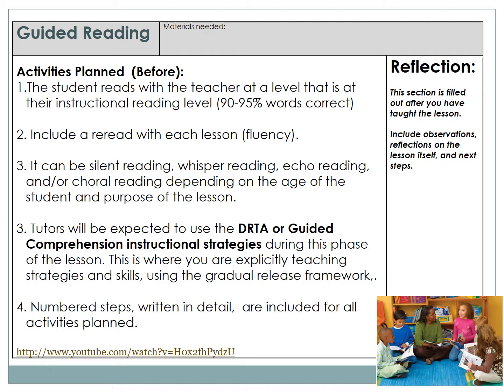Activities to include during guided reading. The student reads with the teacher at a level that is their instructional level, about 90 to 95% words correct. Include a reread with each lesson. This helps with fluency. When they are reading, it can be silent, whisper reading, echo reading, whichever you think works best for your student. We will be talking about the directed reading thinking activity or the guided comprehension strategy in later lessons. Numbered steps written in detail are included for this section as well.